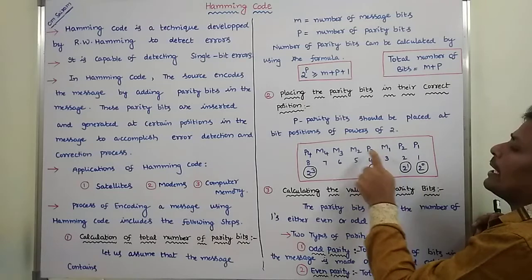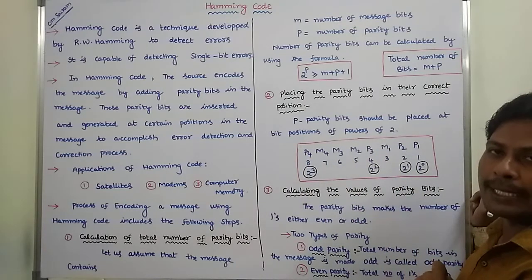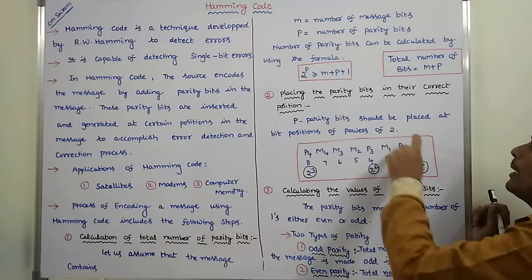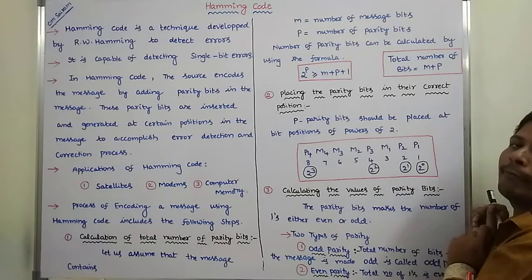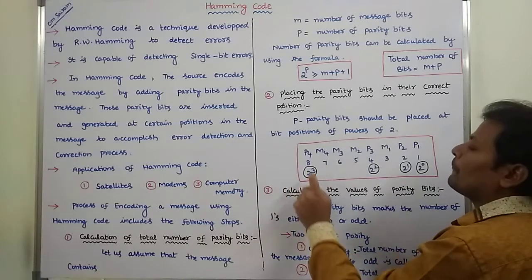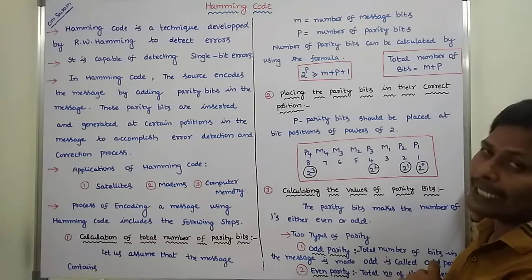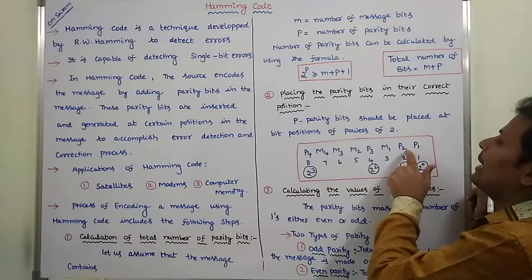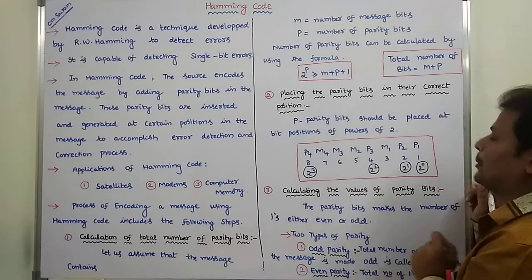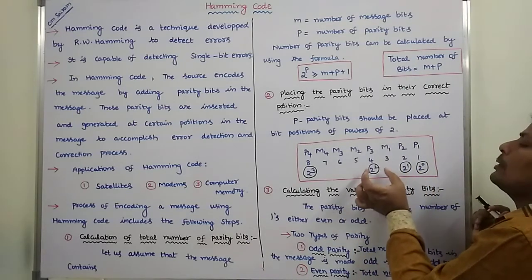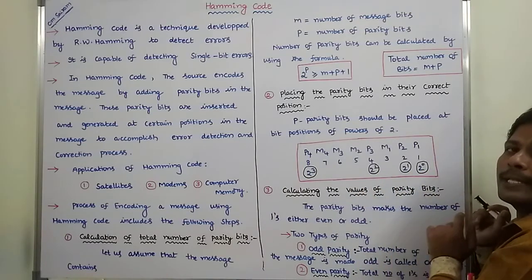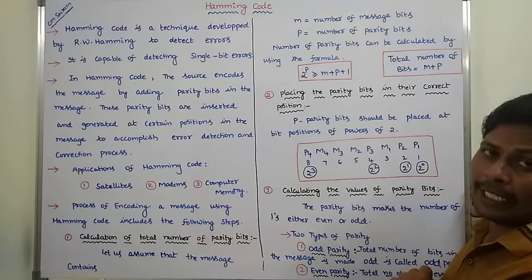Here p1, p2, p3, p4 are the parity bits. P1 is located at 2 power 0 position and P2 is located at 2 power 1 position. P3 is located at 2 power 2 position and P4 is located at 2 power 3 position. Only parity bits are located at bit positions of powers of 2. Here 2 power 0, 2 power 1, 2 power 2, 2 power 3. Only at powers of 2 positions we have to place the parity bits.